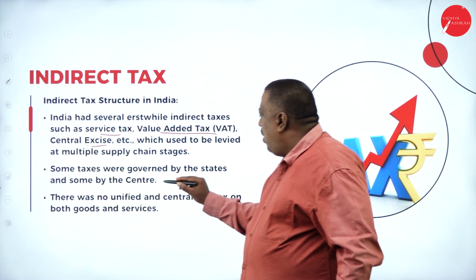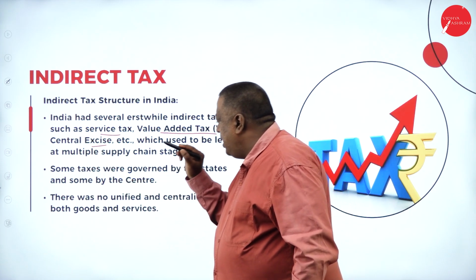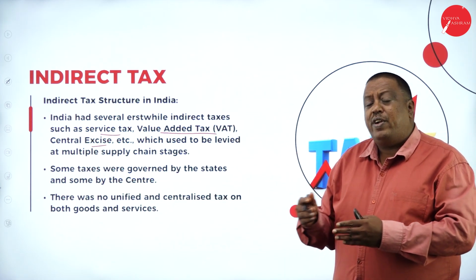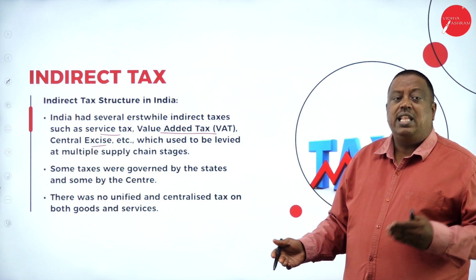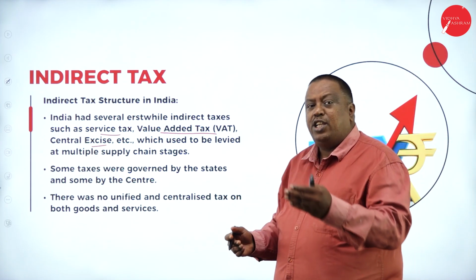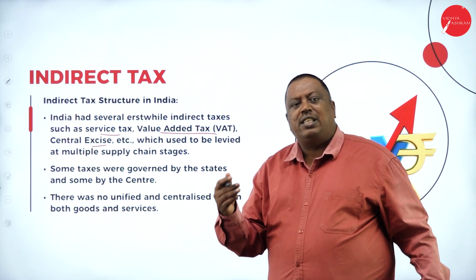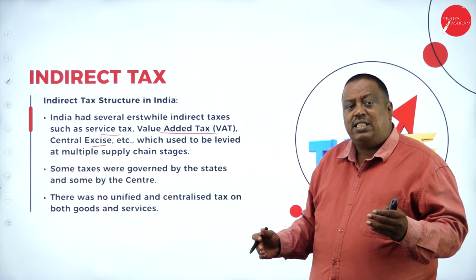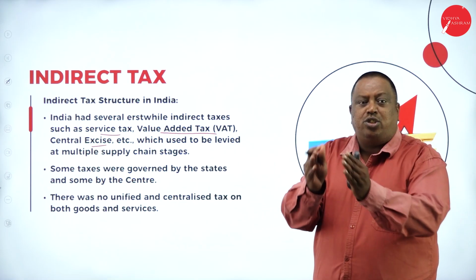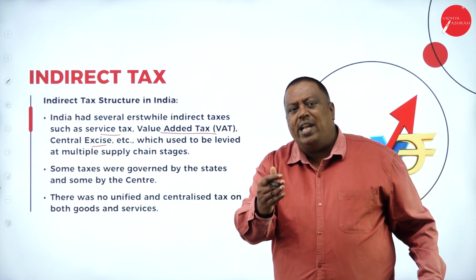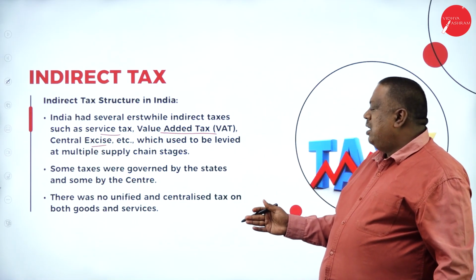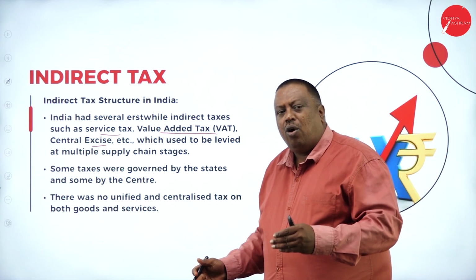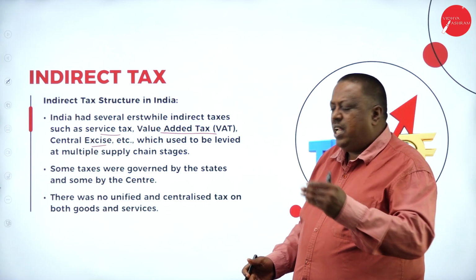Some taxes were governed by the state and some by the center. Earlier, nearly 20 to 25 taxes were there. Some were managed by the state government and some by the central government. Out of that, 17 taxes have been combined and merged together, and they made one nation, one tax, which is present in India, to better control the movement of goods in the nation.